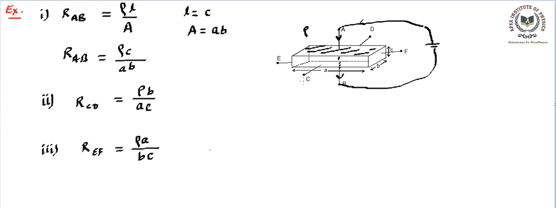So whenever we are writing the resistance value, we need to keep in mind that we first ask what are the points across which we are interested in finding the resistance value. Once we know those points, we can find the direction, and we can find the value of length and cross-sectional area. And once we have got these two numbers, we can always use rho L upon A to get the answer for resistance.